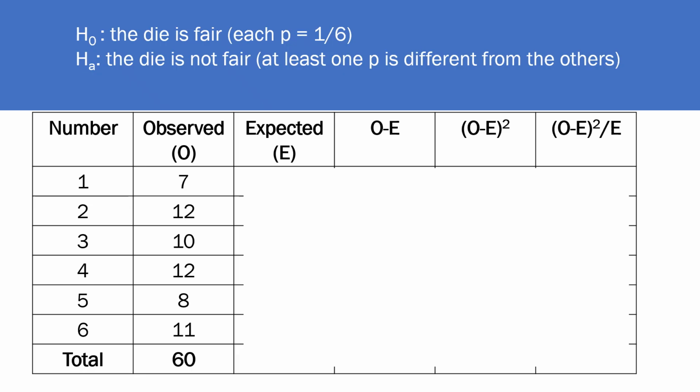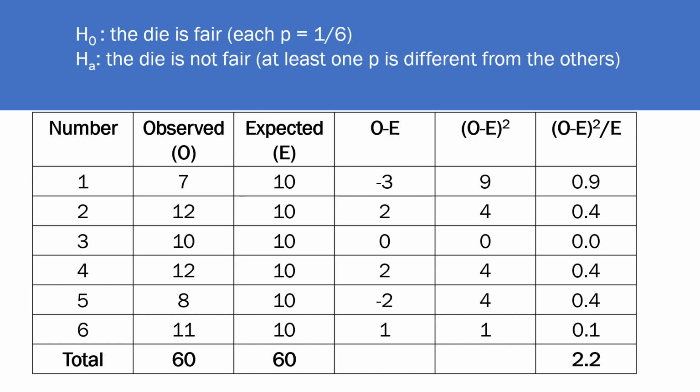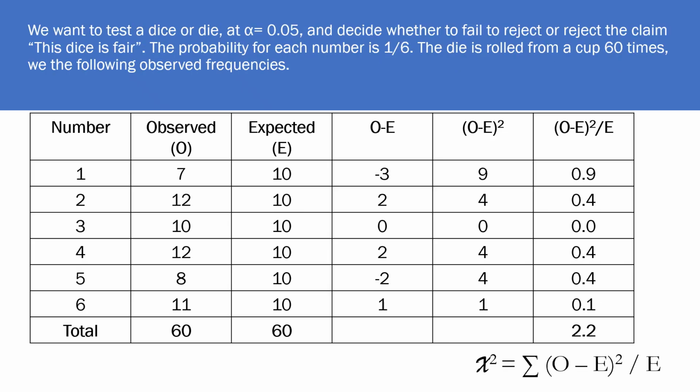And then the alternative hypothesis is that the die is not fair, and at least one p is different from the others. Now, how do we actually go about calculating our expected frequencies? Well, it is 1/6 multiplied by 60. So 1/6 is our p and 60 is our n. And that means that you're going to get the same expected value for the whole column. And as long as this equals 60, the expected sum equals 60 as the observed sum, then we're good to go. And then you can follow through with the rest of the table and calculate your final chi-square.